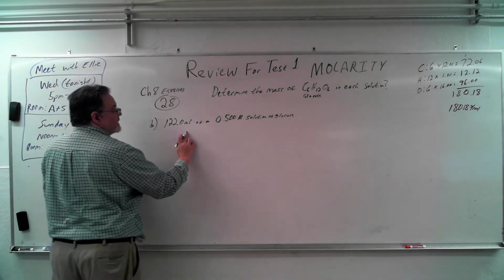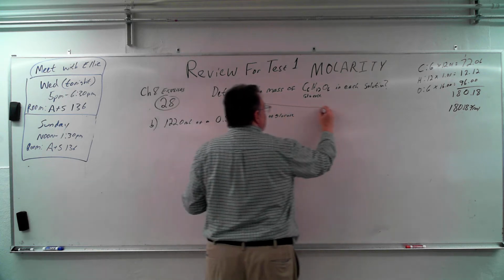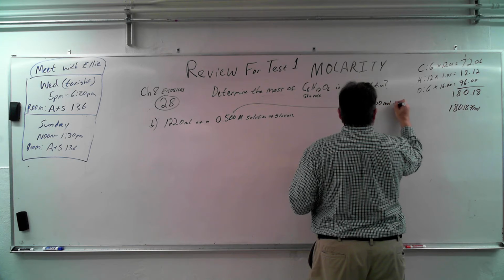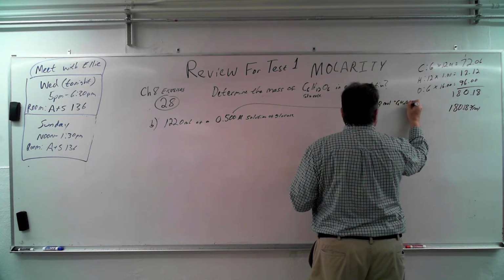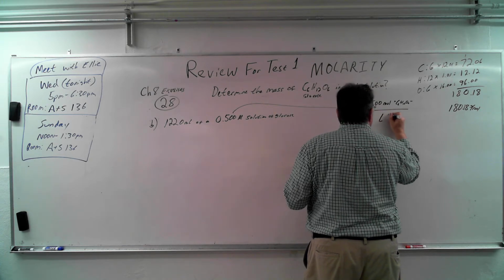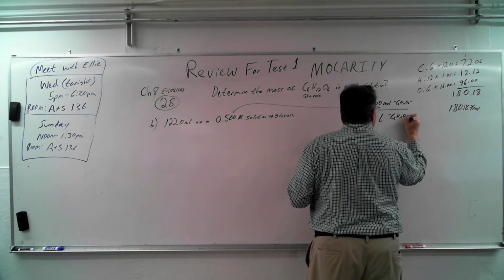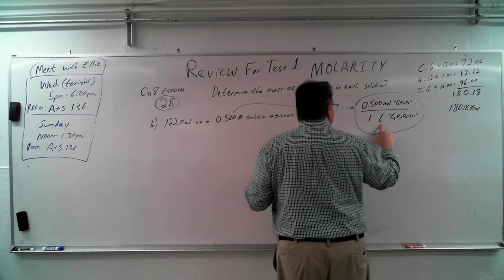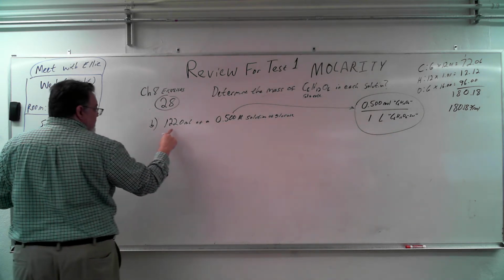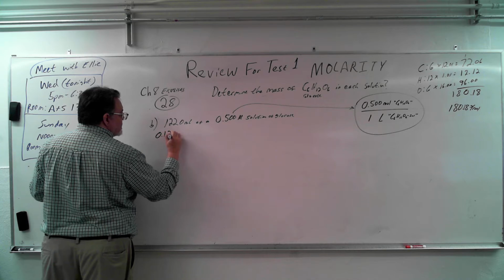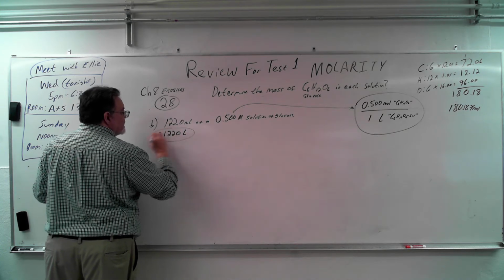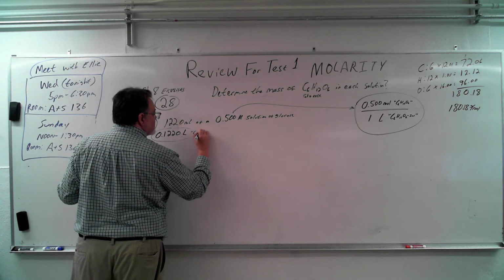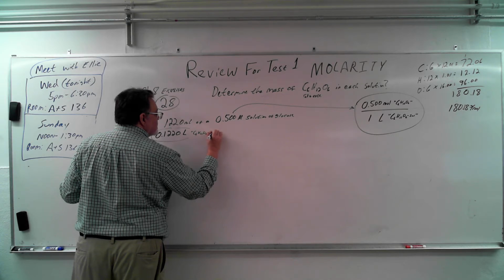We're also going to need this to be in liters. Let me write this out. This is 0.500 moles of C6H12O6 in 1 liter of C6H12O6 solution. So that's this written out, and that's your clue that you need to be in liters for this. This in liters is 0.1220 liters. So I'll use that, and that's liters of C6H12O6 solution.